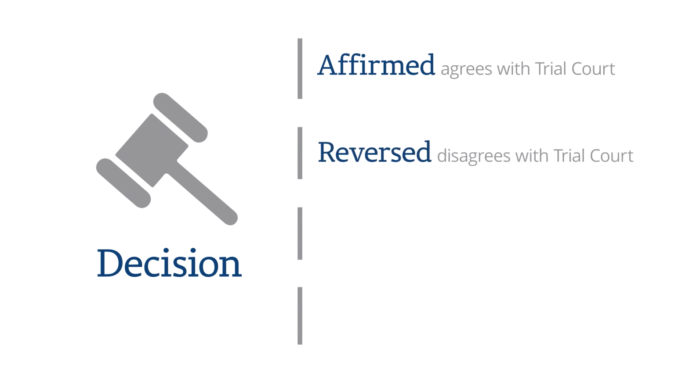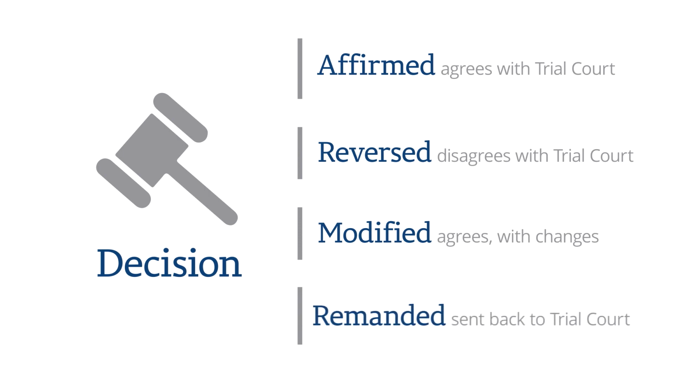If the appeals board agrees with the trial court's decision, the trial court's decision will be affirmed or upheld. If the appeals board disagrees with the trial court's decision, it will be reversed or overturned. Or, depending on the circumstances, the trial court's decision may be modified or altered in some way. And if the case is remanded, that means it is being sent back to the trial court for additional proceedings. Any combination of these dispositions is also possible.